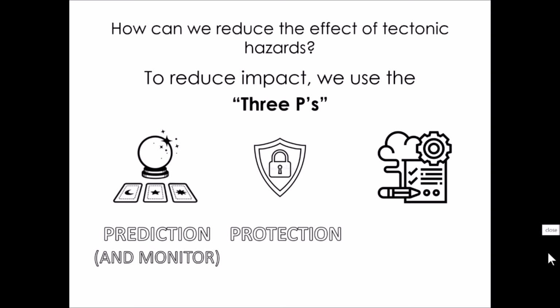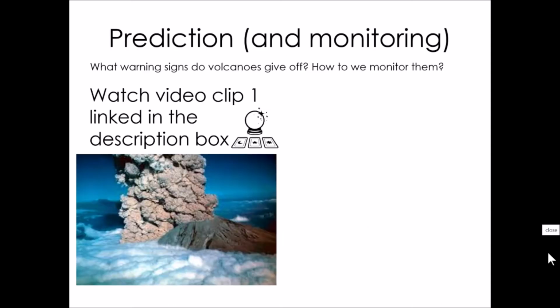The second one is looking at protection, so how we can make our buildings and infrastructure more life safe to ensure that it's not the thing that is killing people or causing the damage. And the last one is planning, so making sure that communities are ready to jump into action if they should need to during the event of a tectonic hazard.